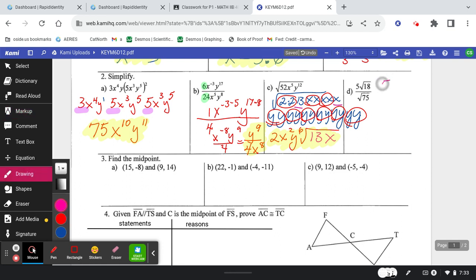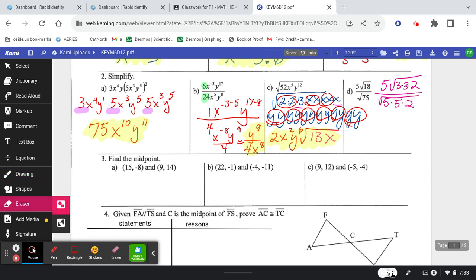Okay, next has a 5 on top. Break down that 18. 18 is 9 times 2, which is 3 times 3 times 2. Take a minute to look at that and see if that makes sense for you. 75 is 5 times 5, there's 25, times 3.